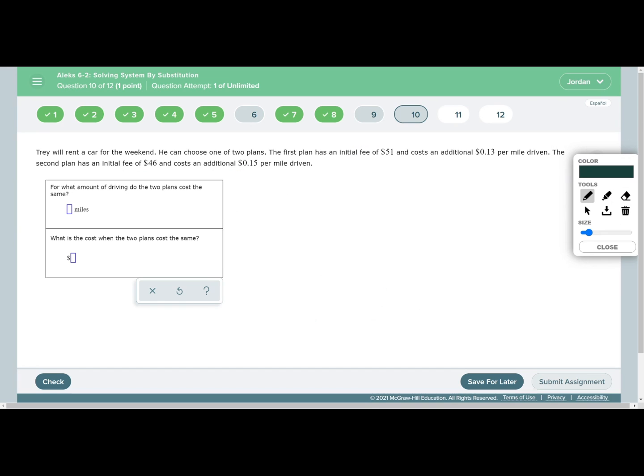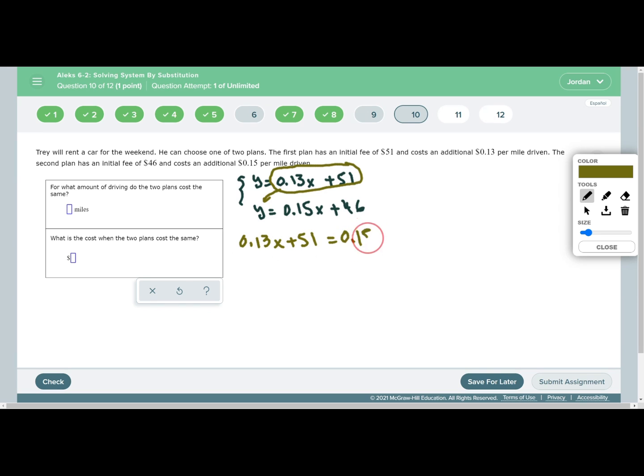All right, the equations we're looking at are y equal to 0.13x plus 51, and y equal to 0.15x plus 46. I think I said 15 twice. All right, so now we do substitution. We're going to plug this in place of y. 0.13x plus 51 equal to 0.15x plus 46. Okay, then we try to get x by itself. We need x on the same side. This is 0.13. This is 0.15. So move the smaller one to the larger one.